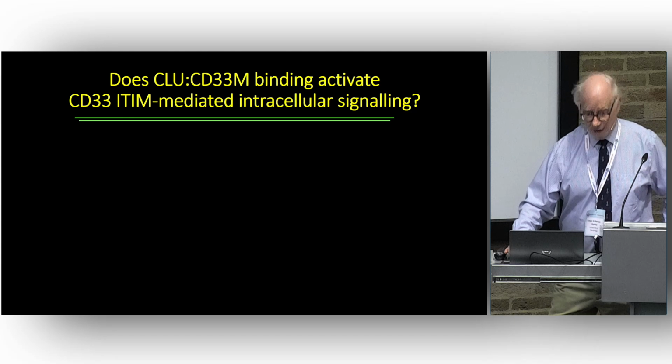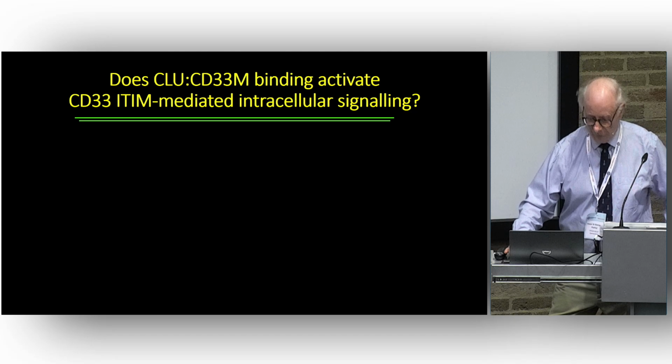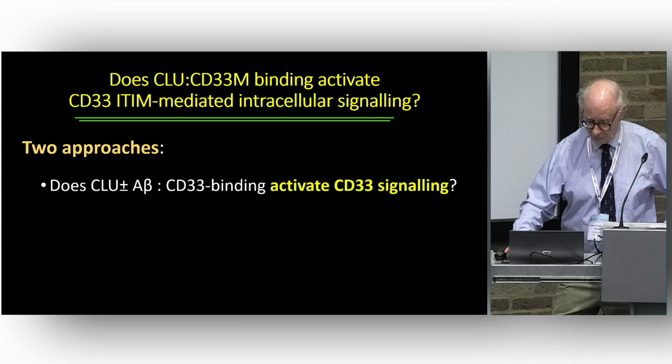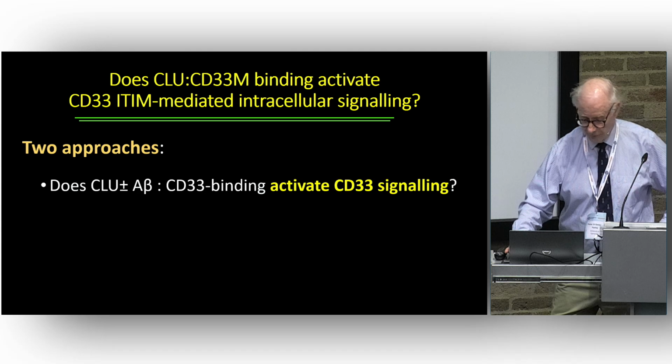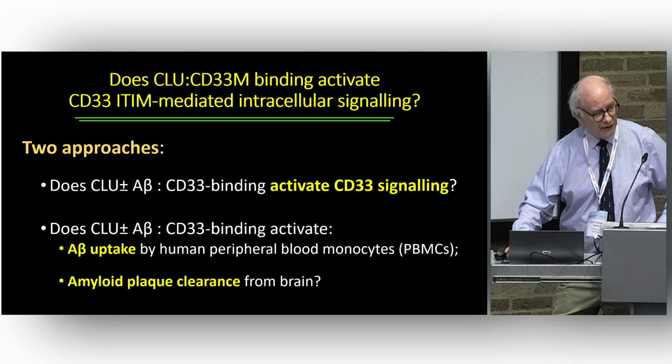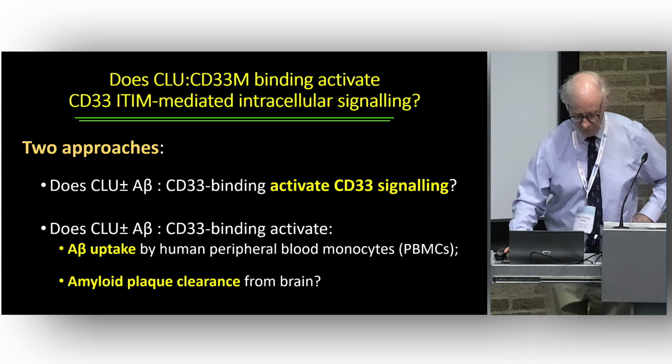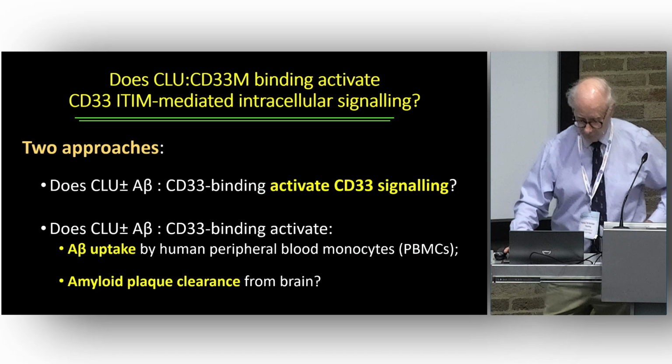So the next question we wanted to ask was, does clusterin and CD33M binding activate the immunomodulatory tyrosine-based inhibitory signaling pathways? And to address this, we used two approaches. One was to ask, does clusterin and CD33 binding actually activate that biochemical signaling pathway? And secondly, does that activation of that pathway have a functional effect on the things that had previously been shown relevant, namely the uptake of A-beta by human peripheral blood cells and by amyloid plaque clearance from brain.